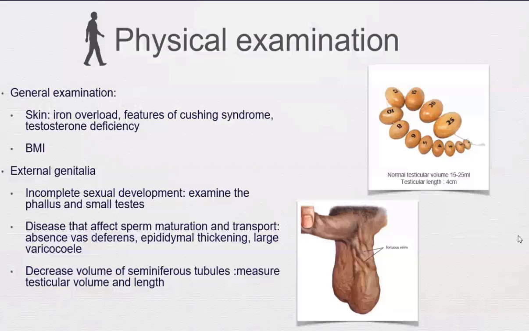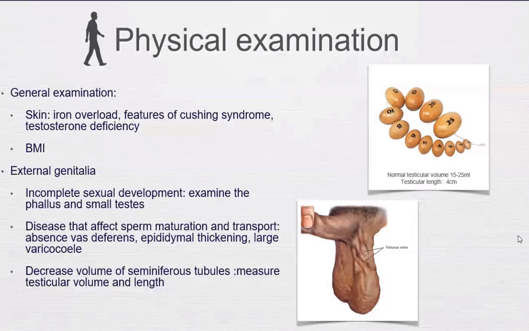So how do we examine this patient? The first important thing is to look at the general examination: the masculinization features of the patient, the build of the patient, the hair distribution. The skin: if the patient is having thalassemia requiring regular transfusion, you can see hyperpigmentation of the skin, which might indicate iron overload. Patients with Cushing syndrome will have truncal obesity, easy bruises, and if the patient is having testosterone deficiency, you will see features of feminization. BMI is very important, especially if the patient is obese.